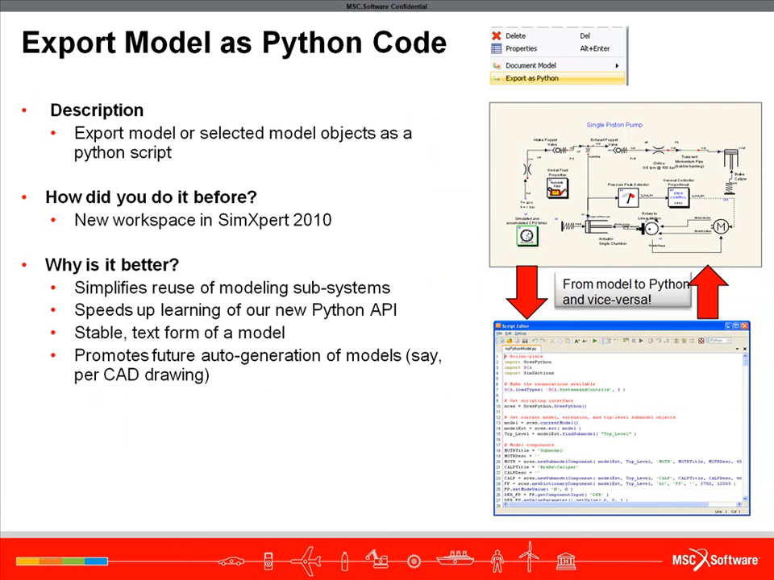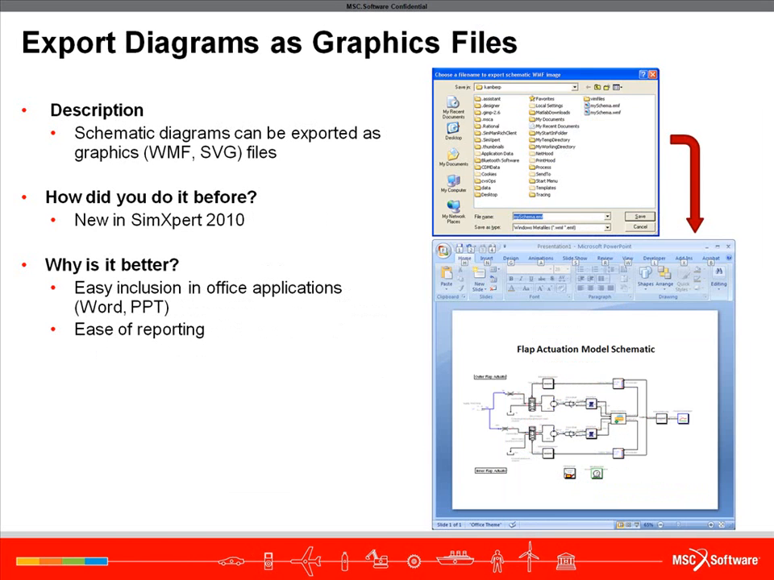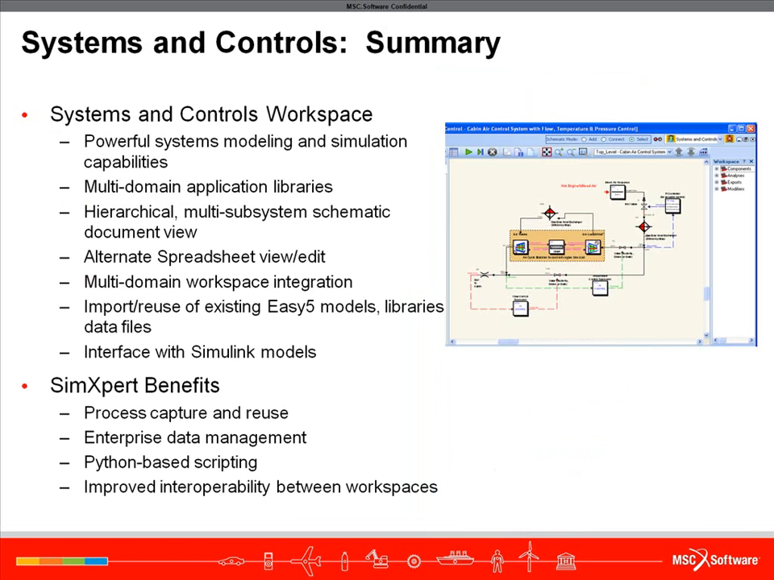Similar to the motion workspace enhancement, you can also export the systems and controls model as a Python script, and this simplifies the reuse of modeling subsystems and promotes auto generation, as we said before, based on the stable text form model that you can easily edit. You can also export schematic diagrams as graphics files, and that can be easily included in Office applications such as PowerPoint or Word, and facilitates ease of reporting.